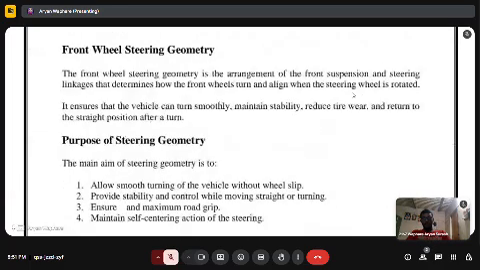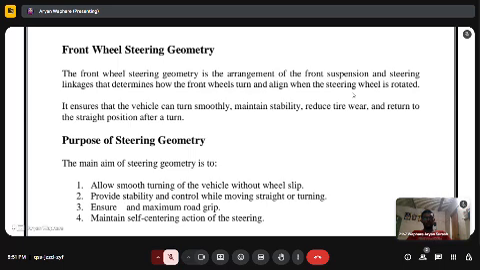Front wheel steering geometry. The front wheel steering geometry is the arrangement of the front suspension and steering linkage that determine how the front wheels turn and align when the steering wheel is rotated. It ensures that the vehicle can turn smoothly, maintain stability, reduce tyre wear and return to the straight position after turning.